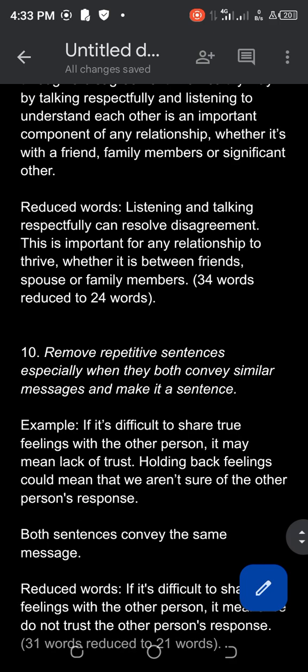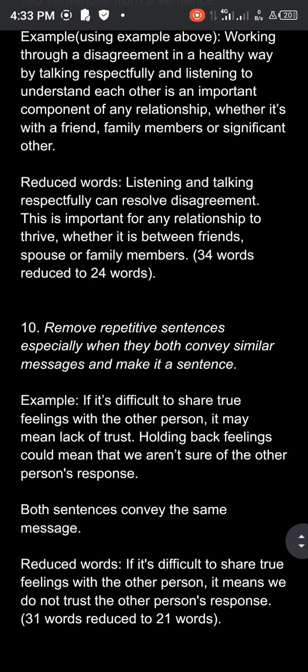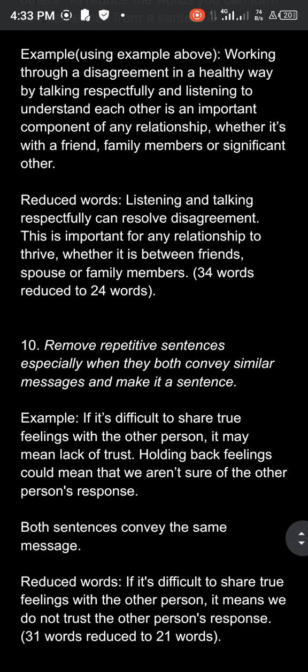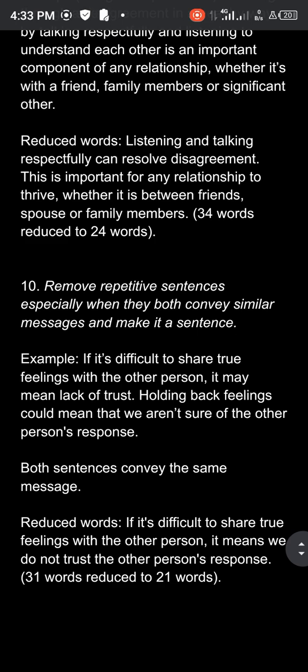You see, these two sentences, they are saying the same thing but in different ways. The first sentence is trying to say that it's because there is no trust, one cannot express their true feelings with the other person. It's the same message the second sentence is conveying. So you can just do away with one and you reduce your word count.